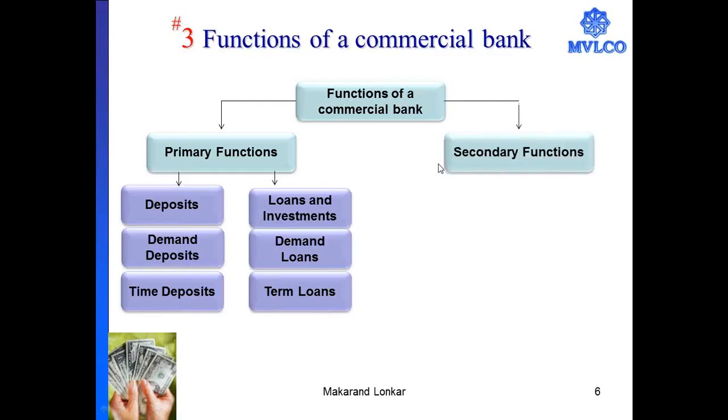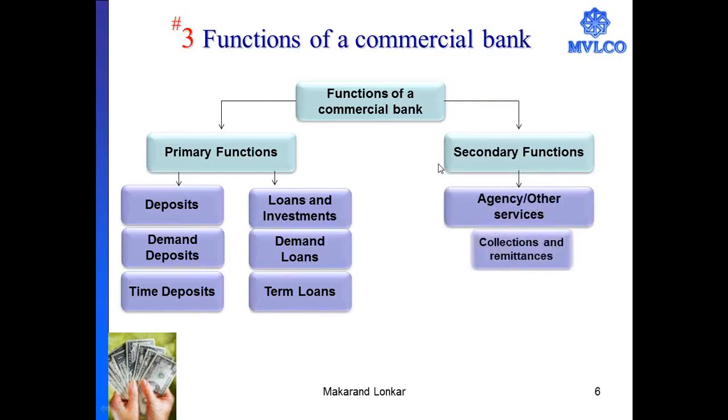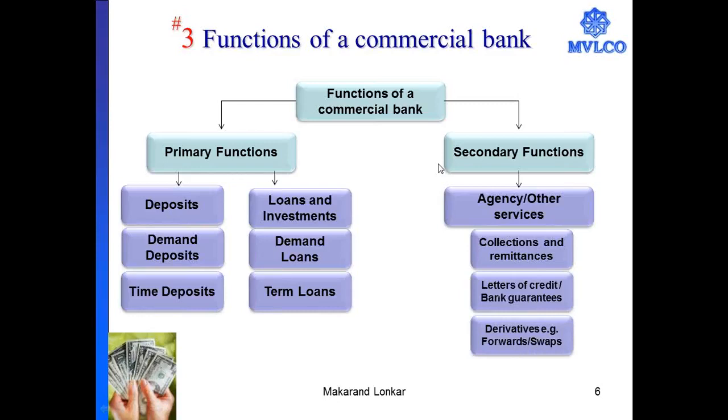It also has secondary functions. The secondary functions are agency functions or other services. Let's look at a couple of them. There could be a collections and remittances service, where the bank plays the role of an agent and collects money on behalf of the customers. It pays money, remits money on behalf of the customers. There could be trade finance products like letters of credit or bank guarantees. There could be products like derivatives, where a forward contract or a swap is sold by the bank. So banks would typically carry these primary and secondary functions.